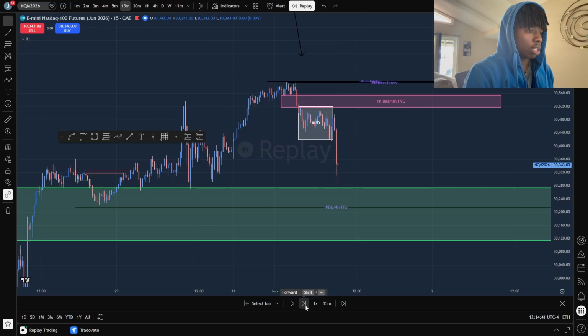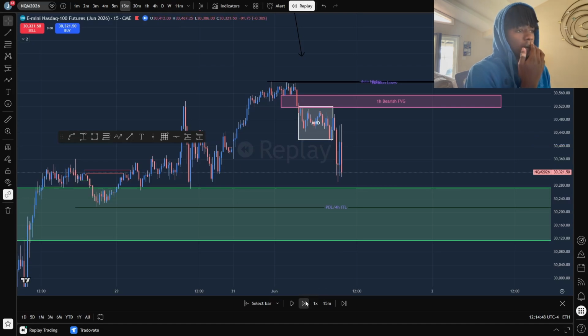Now off open, we did not do that. We did not do that. We left relative equal lows right here. We did not take this junk. We did not take this.